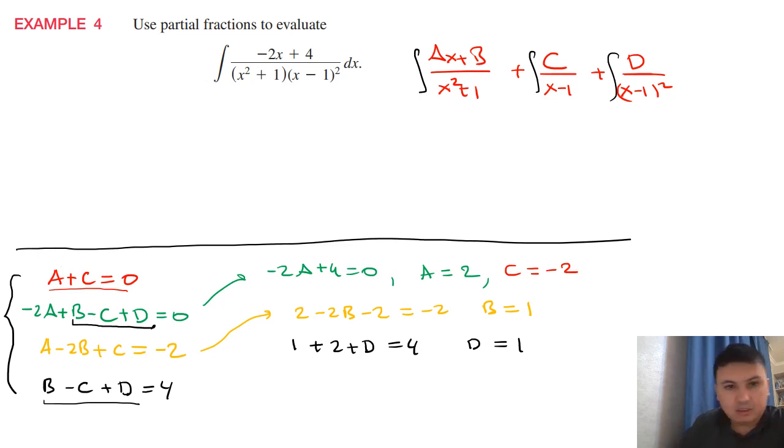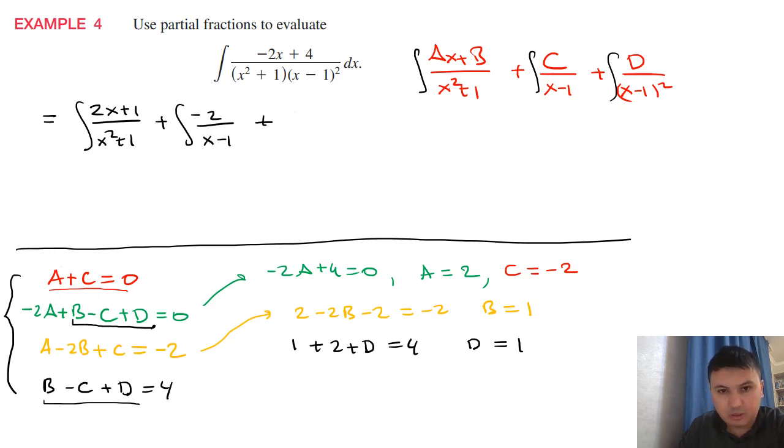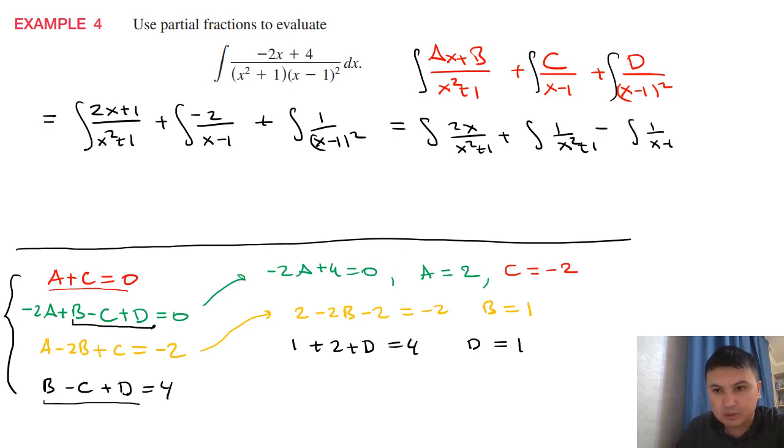Well, so what do we have? I have ax plus b, so it's 2x. So this is 2x plus 1 divided by x squared plus 1, plus c is minus 2, so this is minus 2 divided by x minus 1. D is 1, so 1 over x minus 1 squared. What do we do for the first one? Well, I can split 2x plus 1 as 2x plus the 1. So this becomes the integral of 2x divided by x squared plus 1, plus the integral of 1 over x squared plus 1, minus the integral of 1 over x minus 1, plus the integral of x minus 1 to the minus 2.